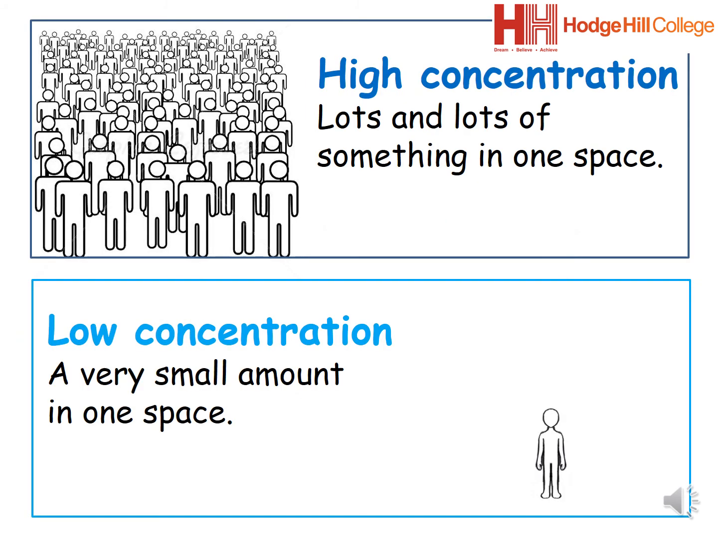Let's look at this in detail. High concentration means lots and lots of something in one particular space. A low concentration is a very small amount in one space. So the person on their own was a low concentration, but all the people together was a high concentration. The same analogy, the same theory applies to particles in diffusion.